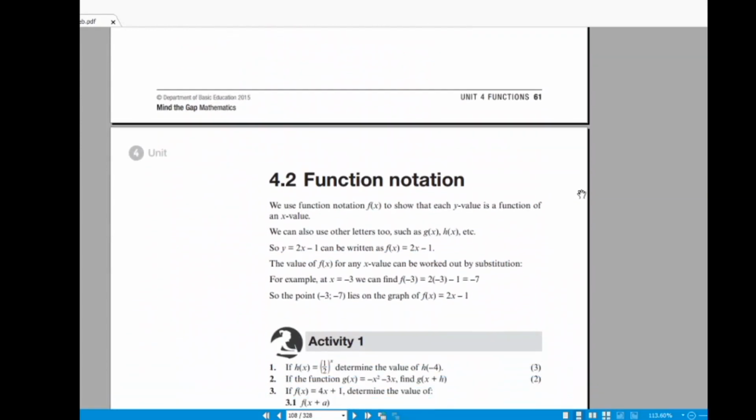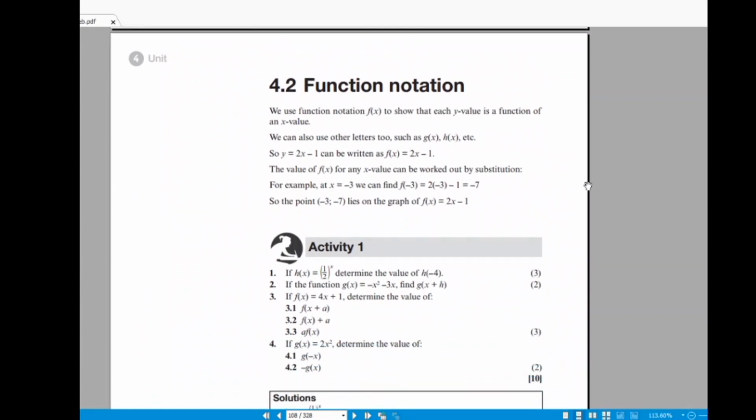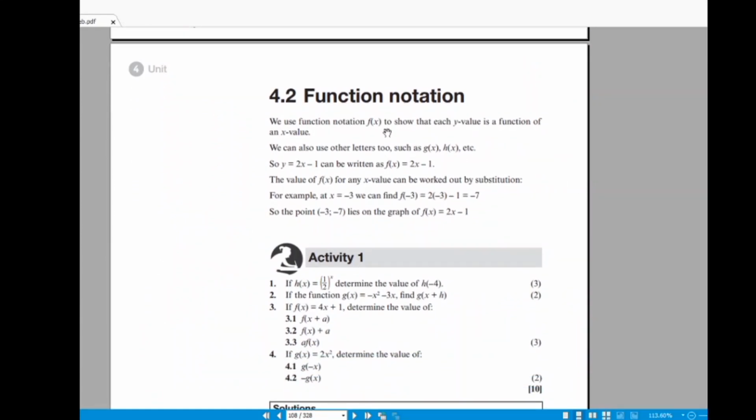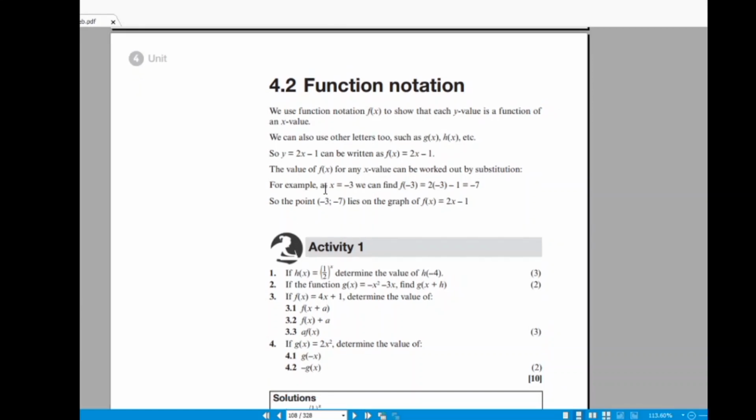Okay, and then discussing function notation, right? We use this function notation f at x to show that each y value is a function of an x value, right? Meaning if we substitute an x value, we are supposed to get only one y value, right? We can also use other letters such as g and h, right? So y equals 2x minus 1 can be written as f at x is equal to 2x minus 1, right?